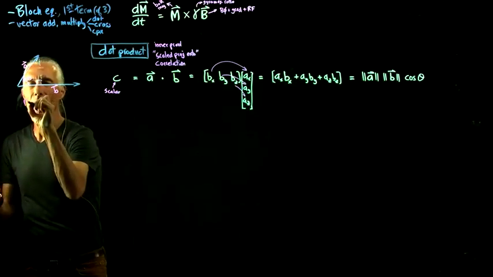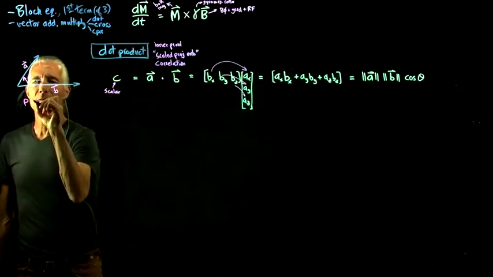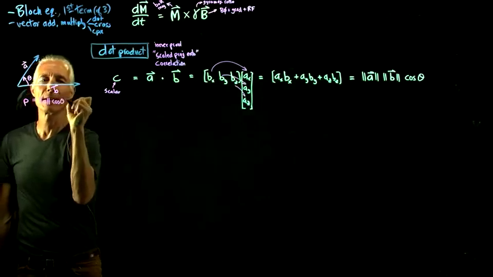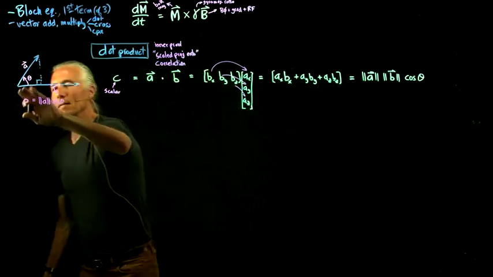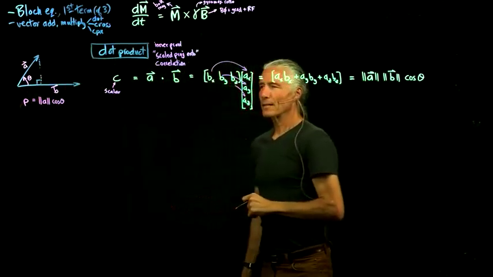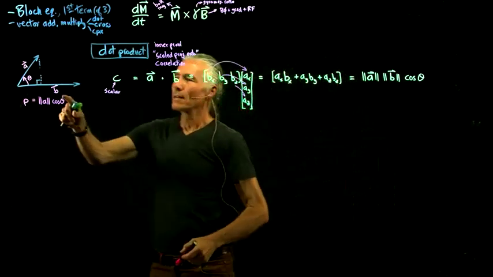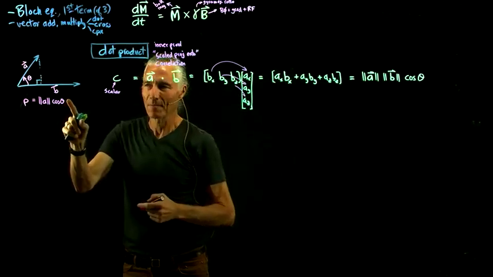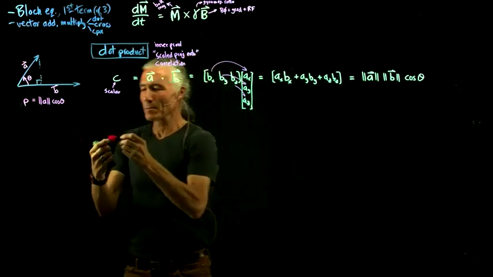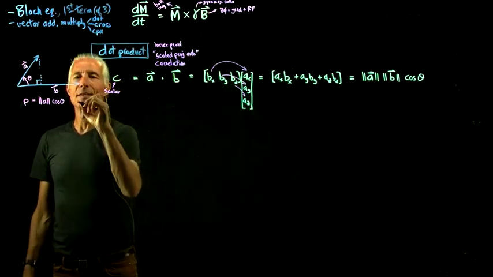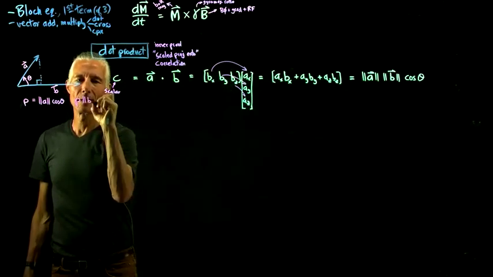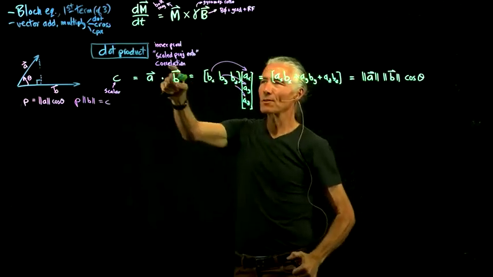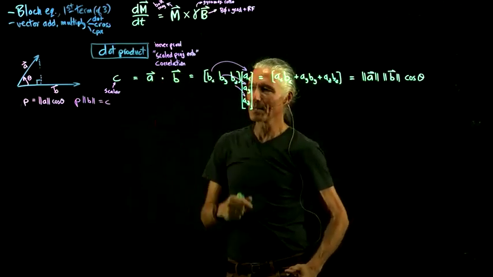p is just going to be equal to the length of a times the cosine of that angle, because it's the adjacent side. So that's the projection onto b, but it's scaled by b. So then we have to multiply by b, and so the final answer is the projection times the length of b. So that's what equals our c number. That's why we said you can think of a dot product as a scaled projection onto.